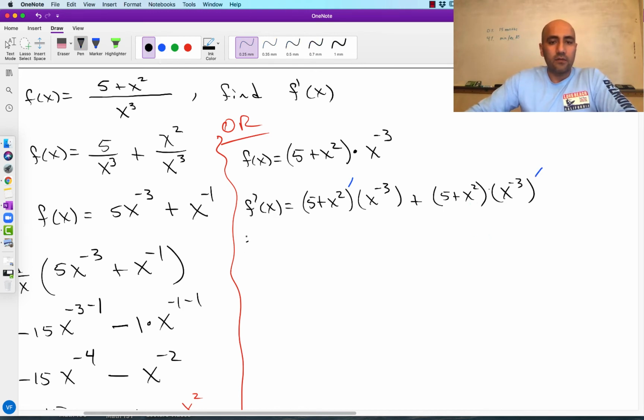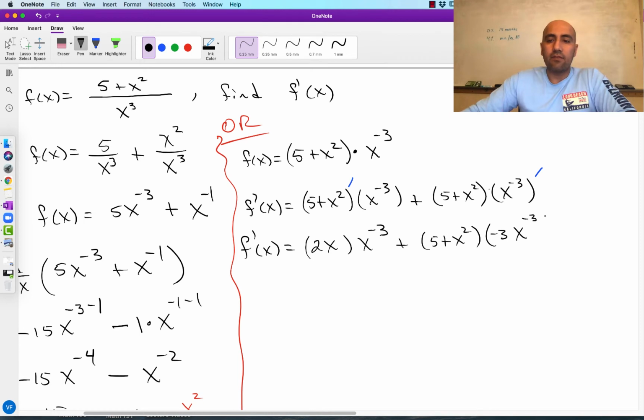Okay, so now the derivative with respect to x is going to be equal to, this is easy, derivative of 5 is 0, and the derivative of this is going to be equal to 2x. Leave that second one alone, so that'll be times x to the negative 3 power. Plus, now we leave this one alone, and that'll be 5 plus x to the 2nd power. And the derivative of this is going to be negative 3 x to the negative 3 minus 1. And we go deeper into the negatives, minus 1 in the exponent.